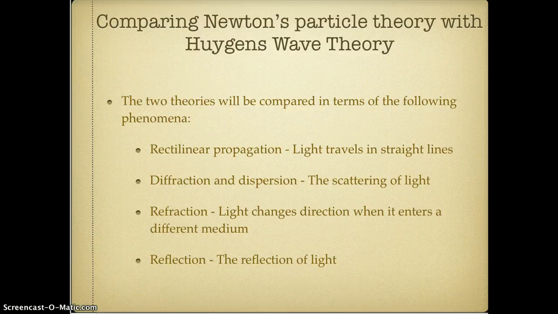So let's compare them. We're going to look at four different things. Rectilinear propagation, that's basically saying that light travels in a straight line. Diffraction and dispersion, where we have the scattering of light. Refraction, where light changes direction. And reflection, where we have the bouncing of light off a mirror.